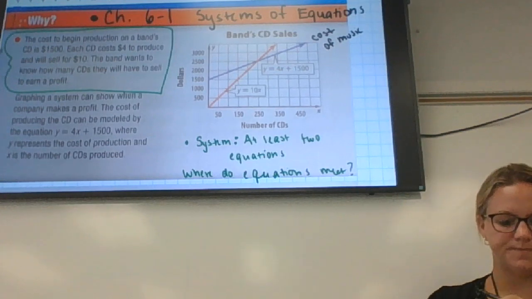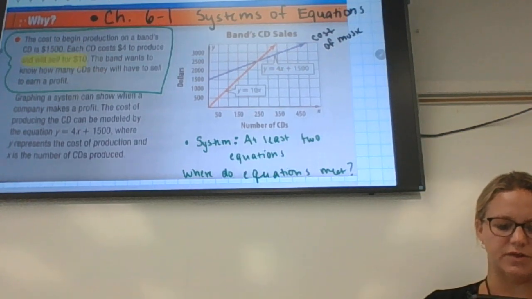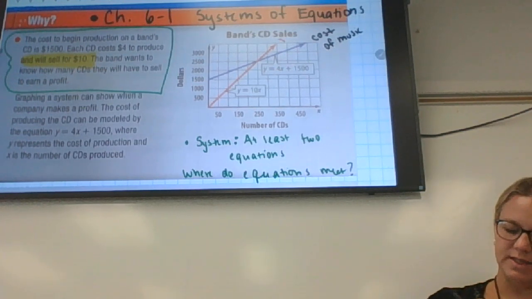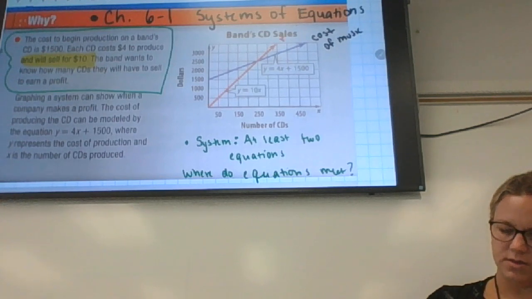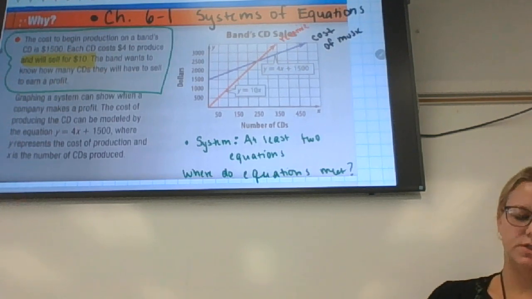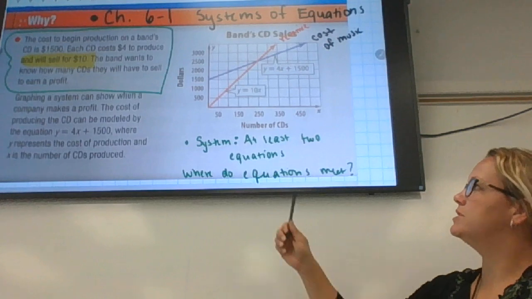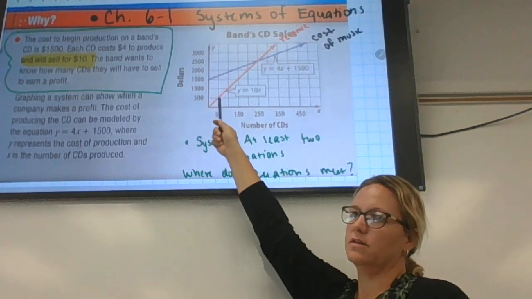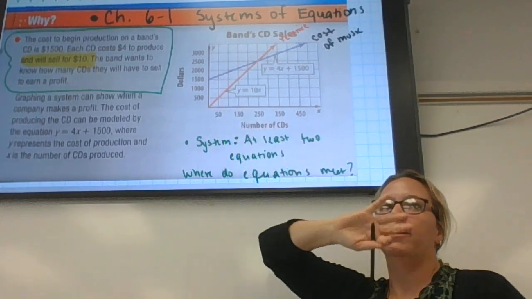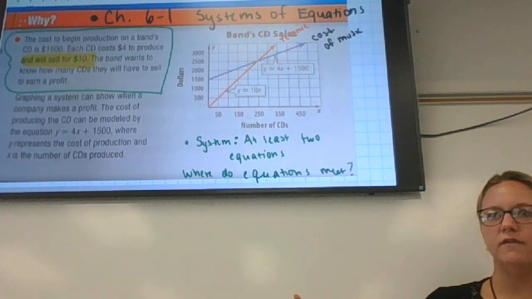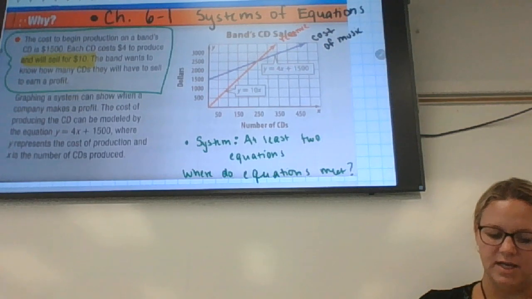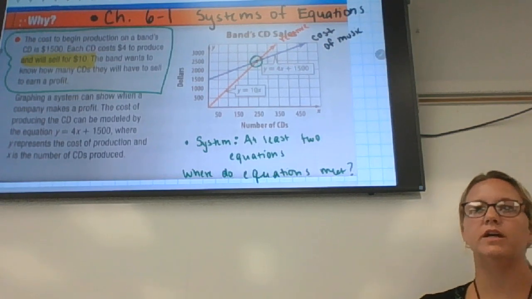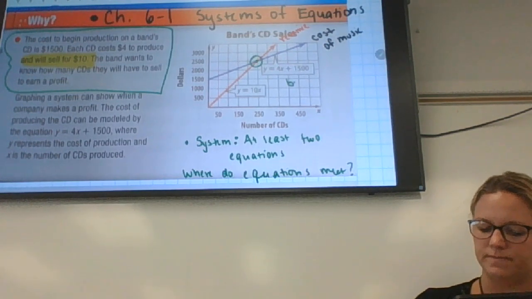The red line, it says they sell for $10. We should use the word revenue, not profit. So the red line is how much they bring in. Every CD sells for $10. They want to know, when are they going to break even? Like, when will they stop being at a loss for all of their cost? And this point right here is called their break-even point.